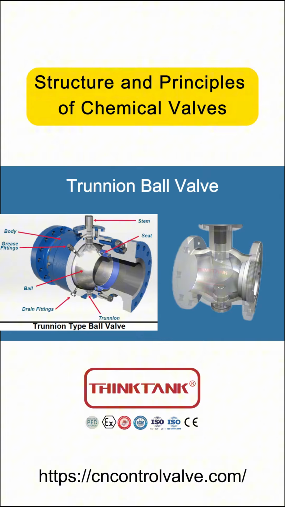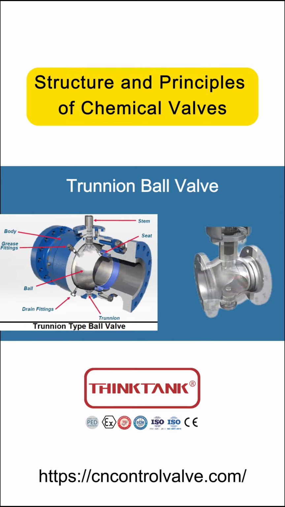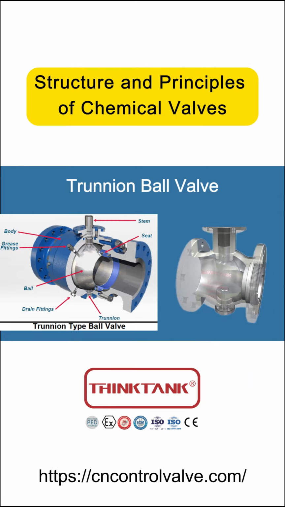Floating ball valves are generally used for pipelines up to DN200 in low to medium pressure applications. For high pressure, large diameter pipelines, a trunnion-mounted ball valve would be selected.